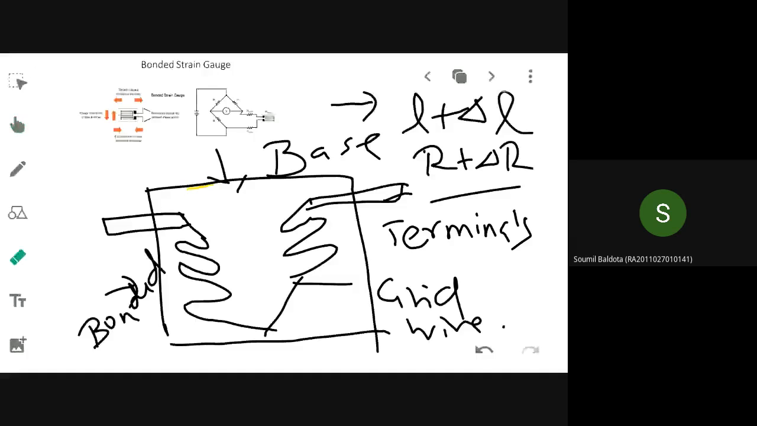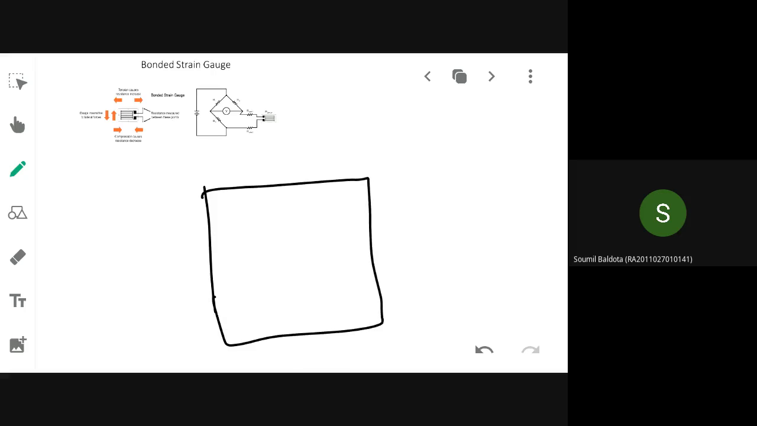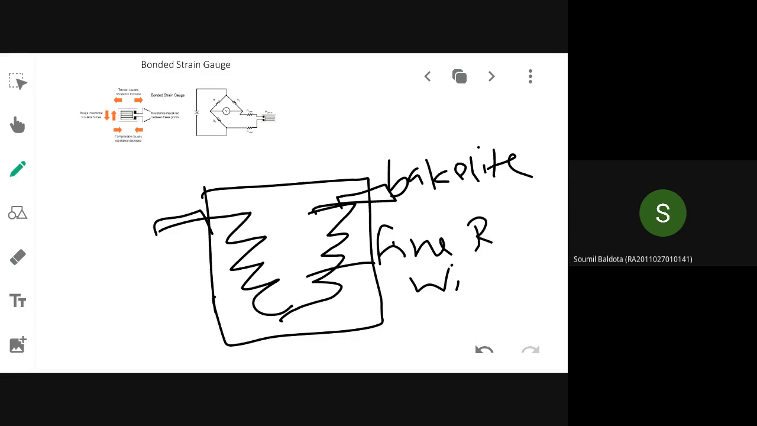I'll draw it again. So you want to study one material, the strain of one particular material. For that purpose you are going to use a strain gauge, which is a bonded one. So you are going to have a base or carrier which is made up of bakelite. Over this you are going to cement some wire, with the terminal markings. This is your fine resistive wire whose diameter will be 25 micrometer. That will be cemented onto this bakelite base.